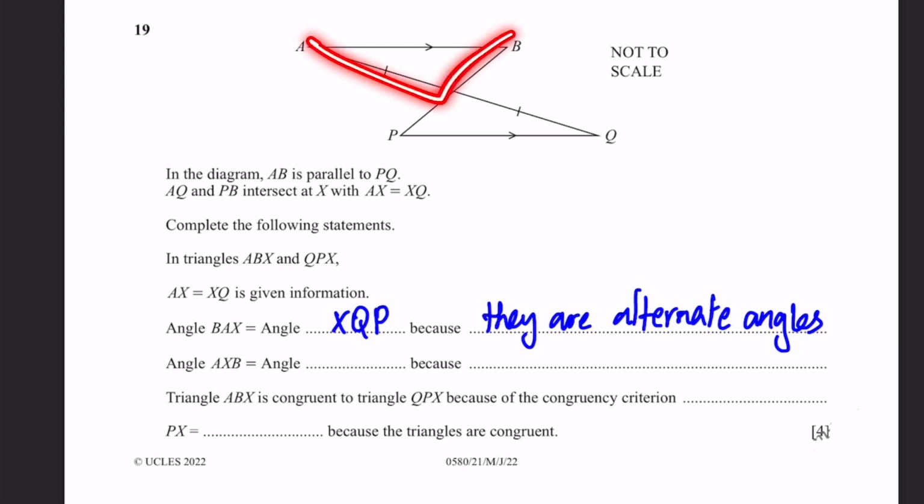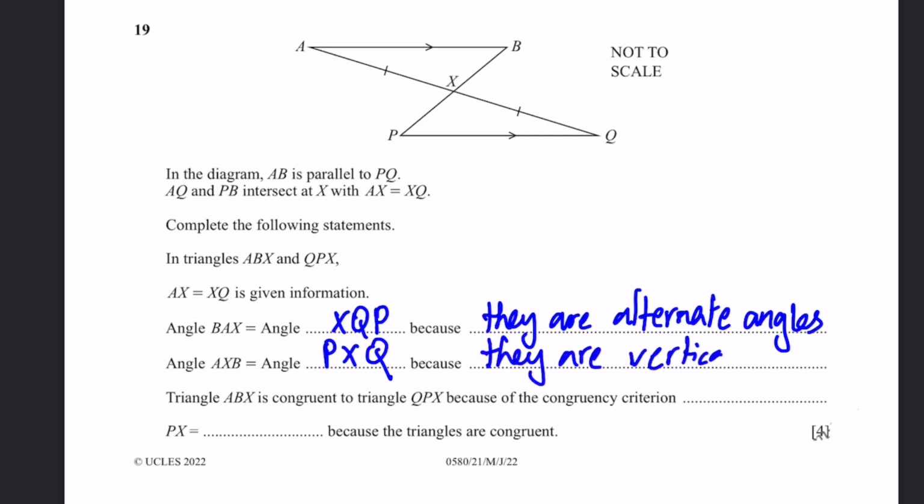Next, angle AXB is equal to angle dash because dash. Angle AXB is equal to this angle PXQ. Why? Because they are vertically opposite. What does that mean? There are two lines over here which intersect at a point. So the angles around this point, which are vertically opposite angles, are always equal.